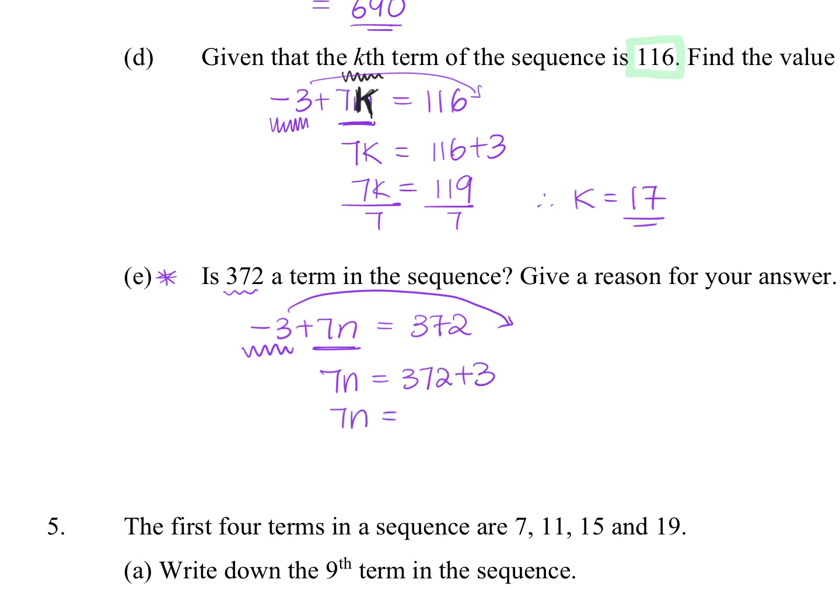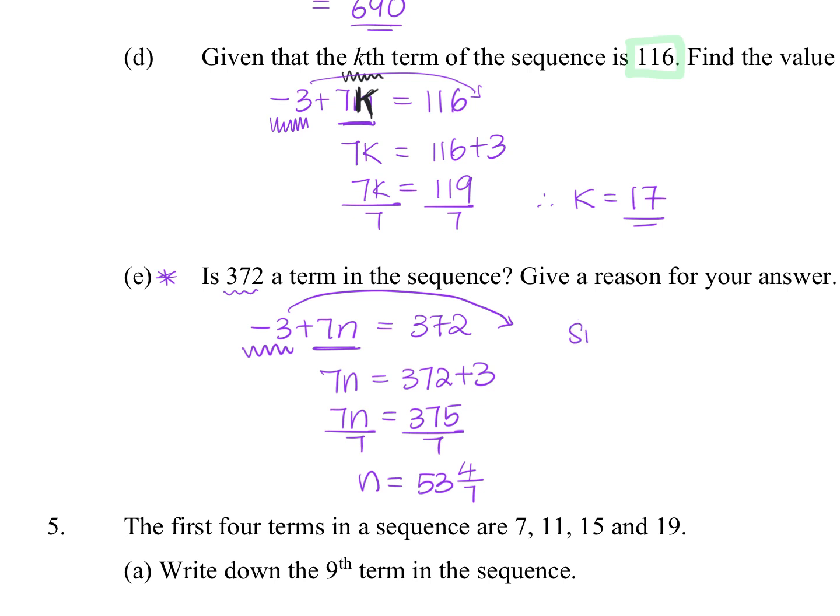7n is the number 375. Divide by 7, n equals to the number, it's not a nice number. I got a fraction, 53 and 4/7, or maybe a decimal. Then is it possible that it's a term in the sequence? Give a reason for your answer.